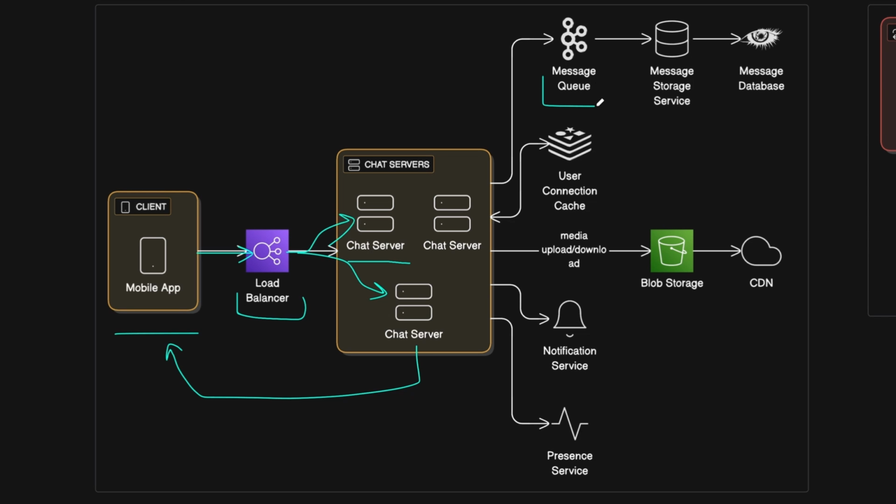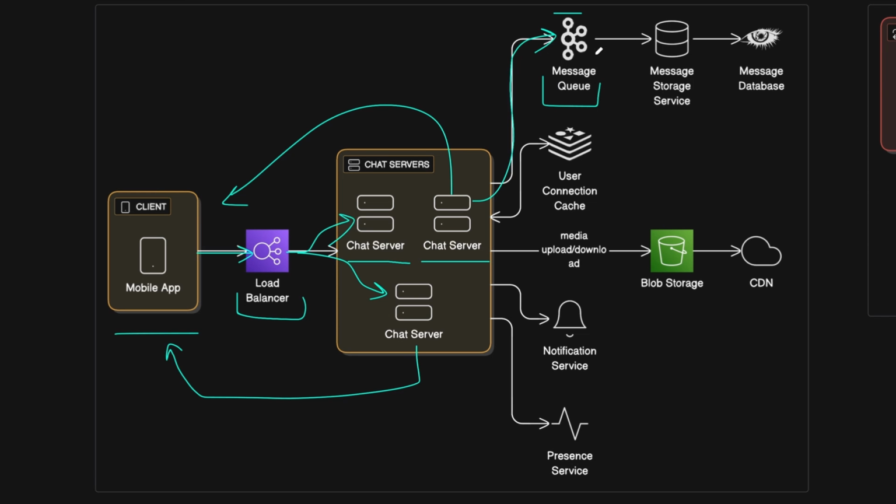Then we'll introduce a message queue, which will be for decoupling message writing from delivery, and this is also one of the things that will allow us to handle failures. So when one of the chat servers receives the message, it will immediately acknowledge and tell the mobile app that the message was sent, and then it asynchronously pushes the message to the message queue for storage and delivery. As an example, this can be either a Kafka message queue or RabbitMQ.